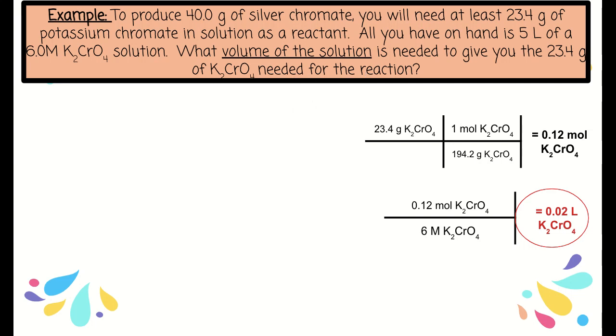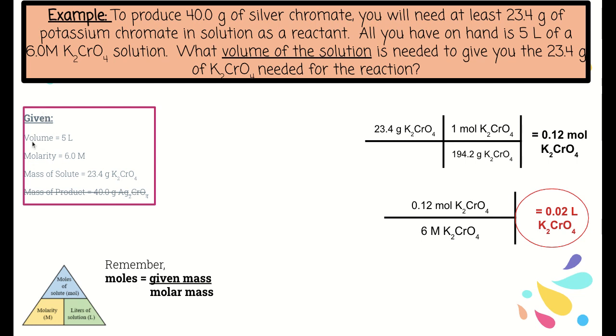This time we're trying to calculate the volume instead of the molarity. Given, again, we know that our volume is 5 liters because all we have is a 5 liter container of this 6 molar solution. Molarity is 6. Mass of our solute is 23.4 grams of the potassium chromate. I crossed this out because the mass of the product, we don't need in this question at all. It's just there, so be aware that sometimes you'll have an extra value that you don't need to use.